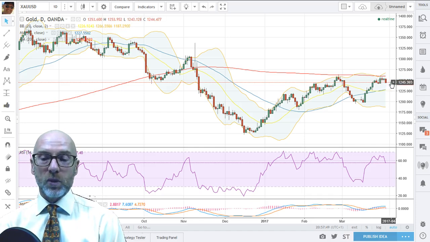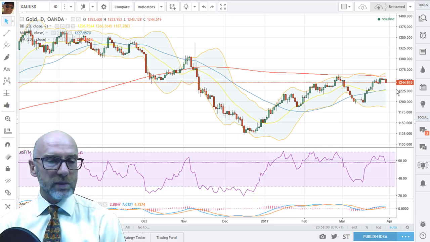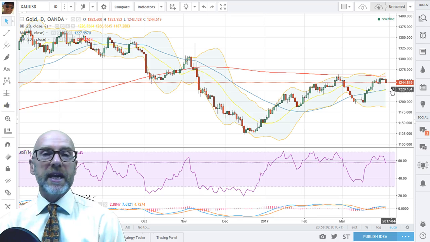That will give support. Below there's the 20 and the 50-day. The 20-day is the yellow line and the 50 is the blue line, both moving up, both round about the 12.27 area. They will give support as well.